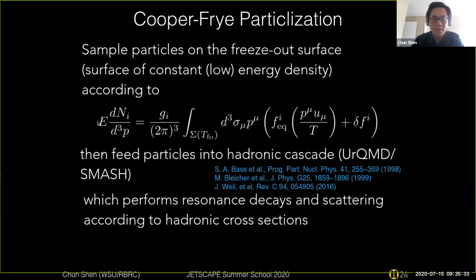The physical idea behind these equations is energy and momentum conservation when you convert a fluid cell into a sample of particles in the particle spectrum. Once the particles are produced, you can feed them into a hadronic cascade or hadronic transport code like URQMD or SMASH, and then further propagate the particles as individual particles through microscopic scatterings and decays.